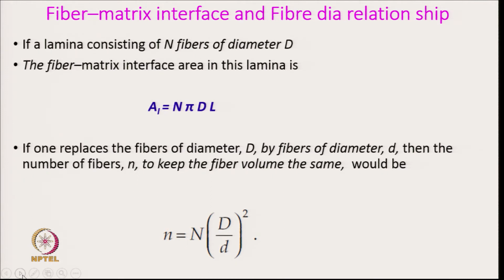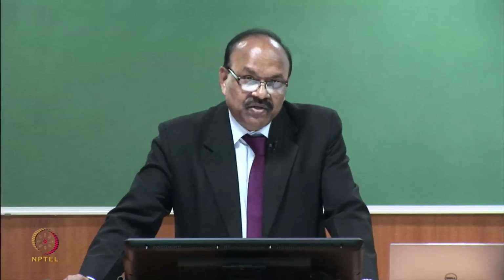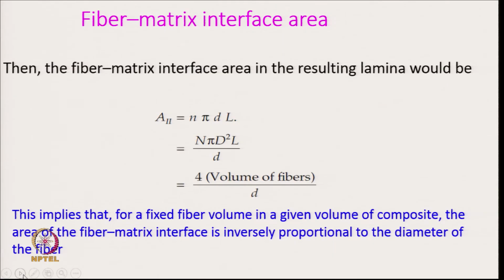For example, consider a lamina consisting of N fibers of diameter capital D. The fiber matrix interface area in this lamina is N pi D l. If one replaces the fibers of diameter D by fibers of diameter small d, then the number of fibers, let us say small n, to keep the fiber volume the same would be capital N into D upon d square. So, what will be the fiber matrix interface area? The fiber matrix interface area is given by this relationship, where you can see the diameter is in the denominator.